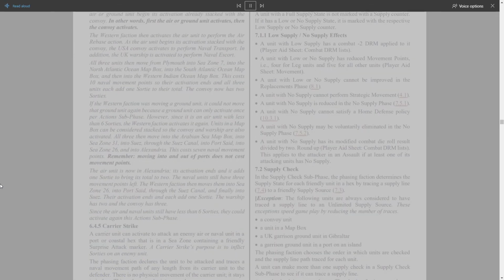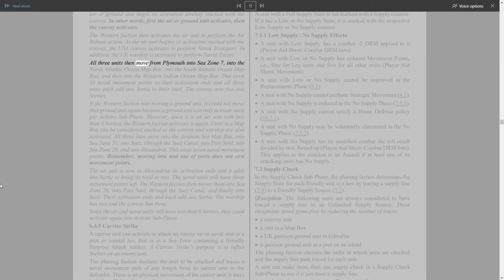In other words, first the air or ground unit activates, then the convoy activates. The Western faction then activates the air unit to perform the air rebase action. As the air unit begins its activation stacked with the convoy, the USA convoy activates to perform naval transport. In addition, the UK warship is activated to perform naval escort.